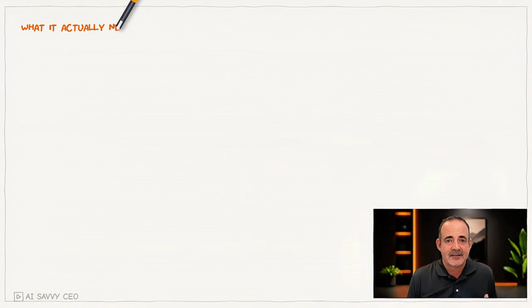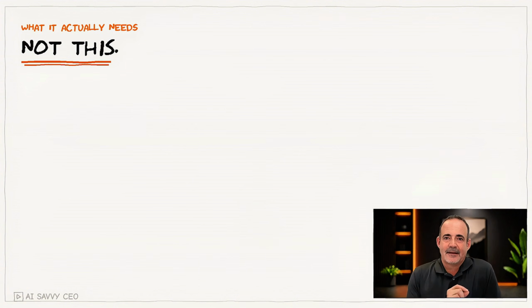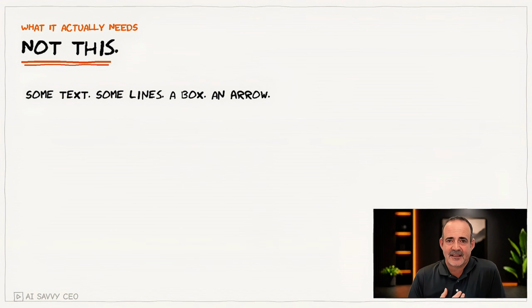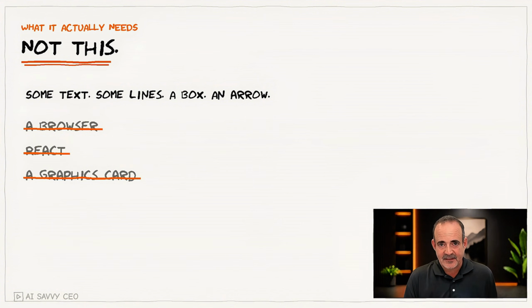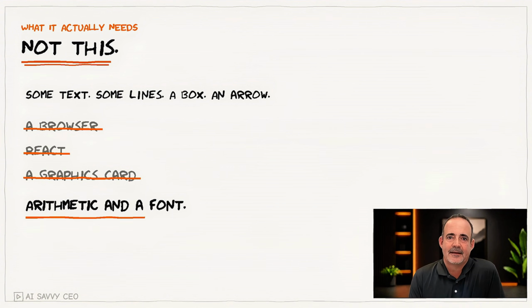That was wrong. Doing it properly wasn't expensive. My tools were. Think about what a whiteboard drawing actually is. Some text, some lines, some boxes, an arrow, a circle around a word. None of that needs a browser. None of it needs a graphics card. It's arithmetic and a font. Once I saw it that way, the whole thing collapsed into about 300 lines of Python.